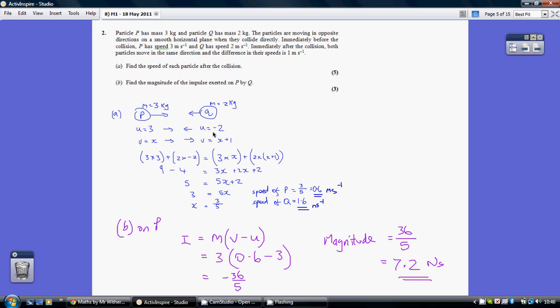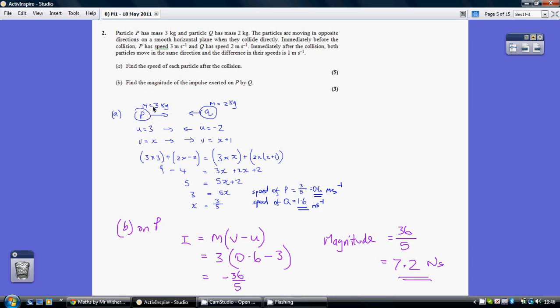So the first bit's fair enough. We've got the initial speed of P being 3 to the right, the initial speed of Q being 2 to the left. So that's why that's a -2. And I'm choosing to call the speed of P after the collision, the final speed, x.